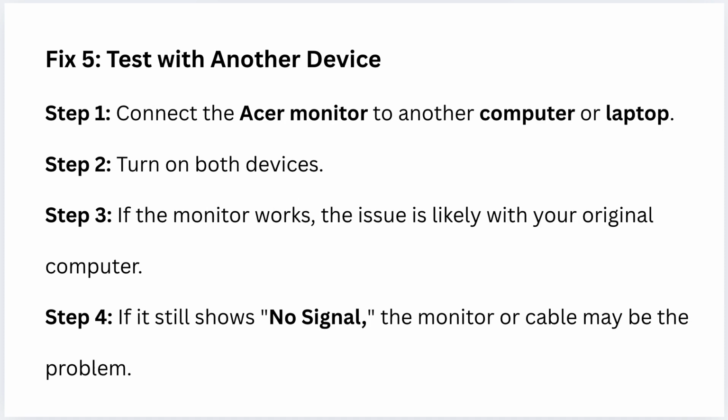Last one is test with another device. Connect the Acer monitor to another computer or laptop, then turn on both devices. If the monitor works, the issue is likely with your original computer. If it still shows no signal, the monitor or cable may be the problem.